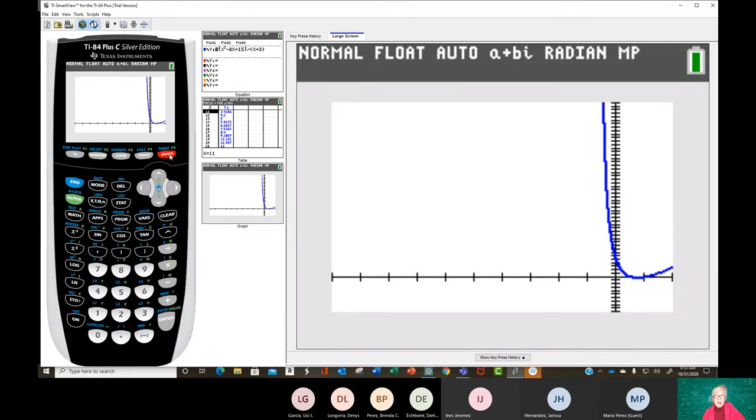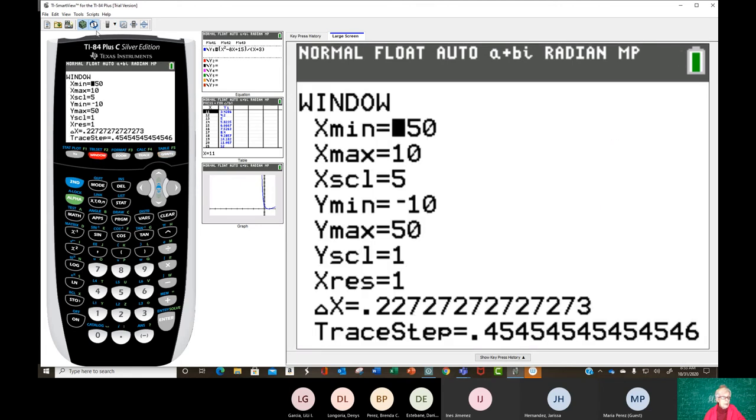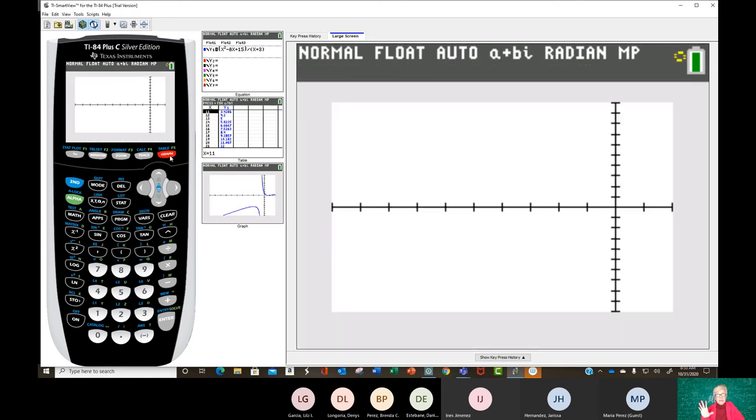How could there be nothing out there? Ooh, I bet it's down. I can't let things go. I don't really need it there. I'm going to go to negative 50 in the y direction and change the y scale to 5. Okay, this is the last bit of time I'll waste. Ah, I knew it had to be there. I knew it. Yes.